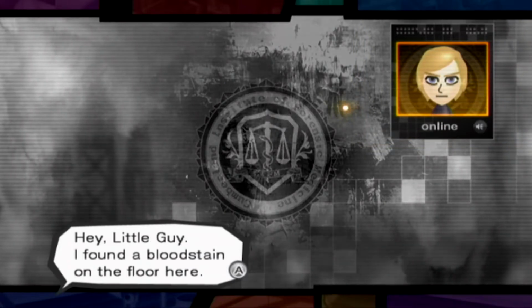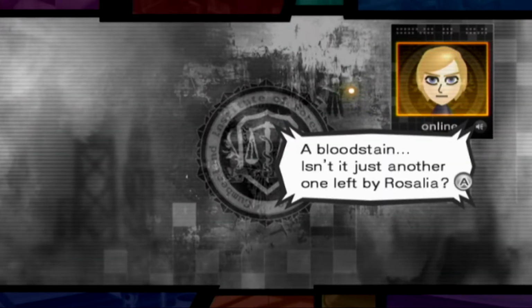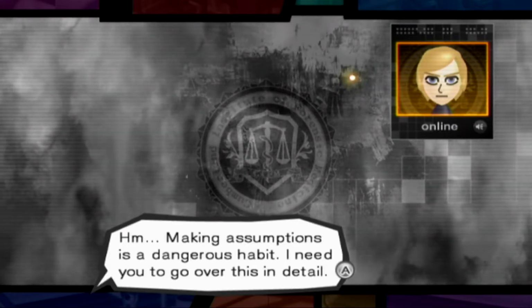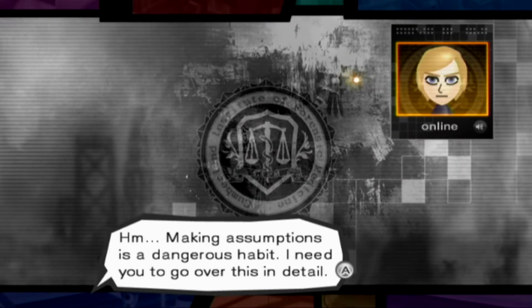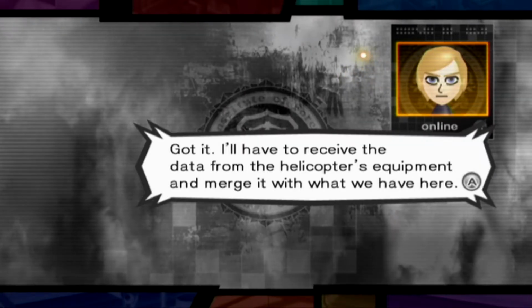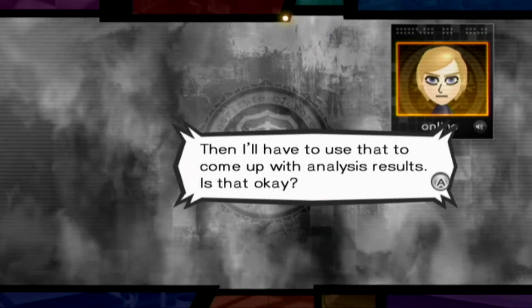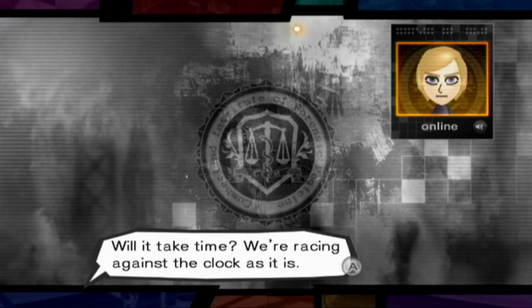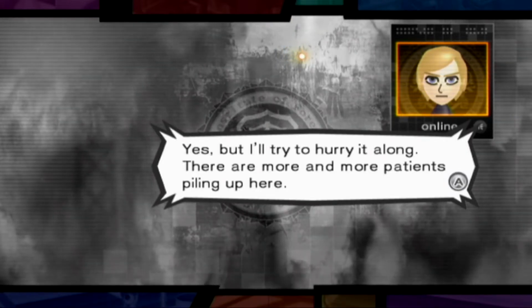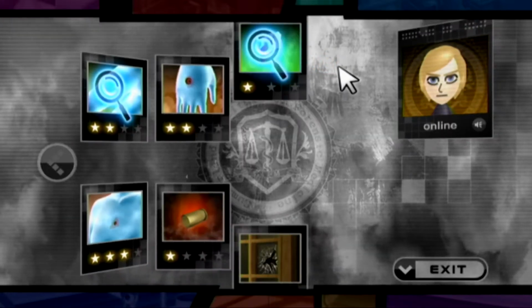Hey, little guy. I found a blood stain on the floor here. Bloodstain? Isn't it just another one left by Rosalia? Making assumptions is a dangerous habit. I need you to go over this in detail. Got it. I'll have to receive the data from the helicopter's equipment and merge it with what we have here. Then I'll have to use that to come up with analysis results. Is that okay? Will it take time? We're racing against the clock as it is. Yes, but I'll try to hurry it along. There are more and more patients piling up here. All right. Contact me when the results come in.